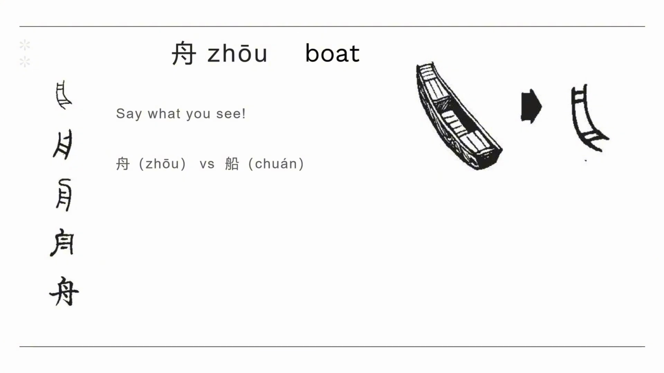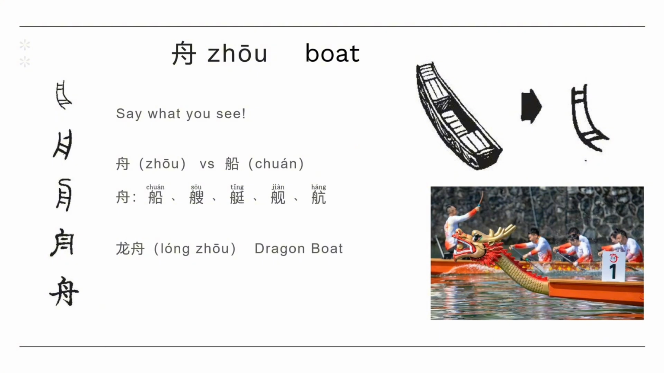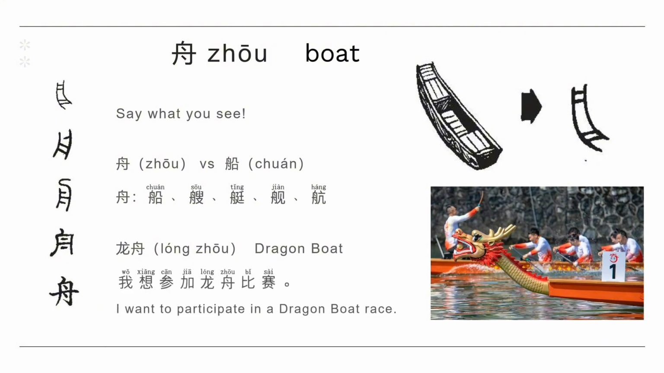舟 itself is rarely used on its own, but it is a very common component of other characters that are related to boats. So, 艘 the measure word for boats. 艇 a small boat. 舰 a warship. 航 to navigate. One word that does still use 舟 is 龙舟, dragon boat. 我想参加龙舟比赛。I want to participate in a dragon boat race. 龙舟, 舟: a canoe-like boat.